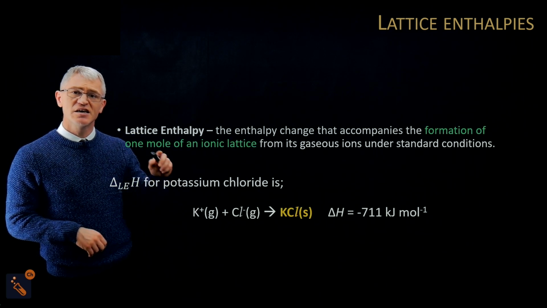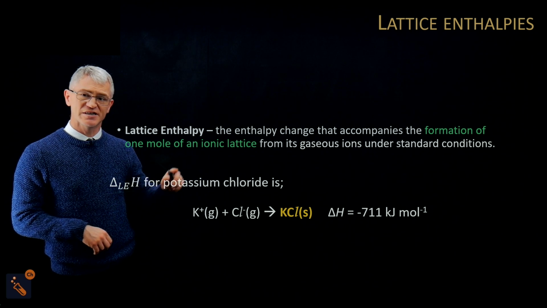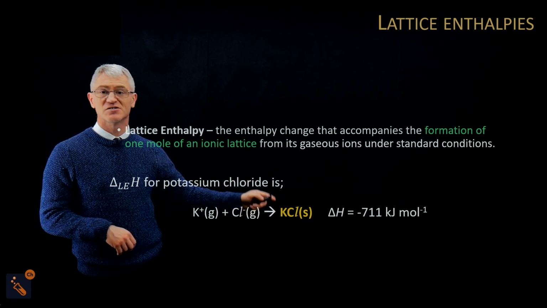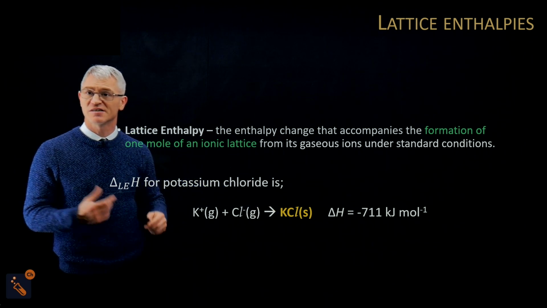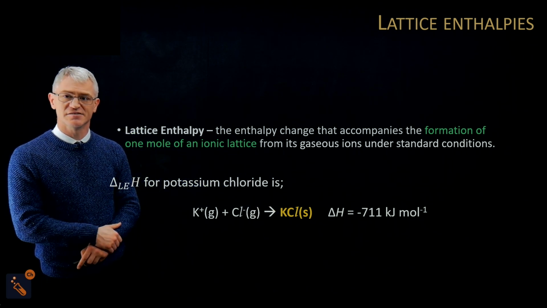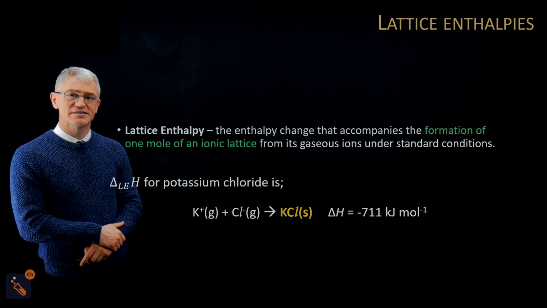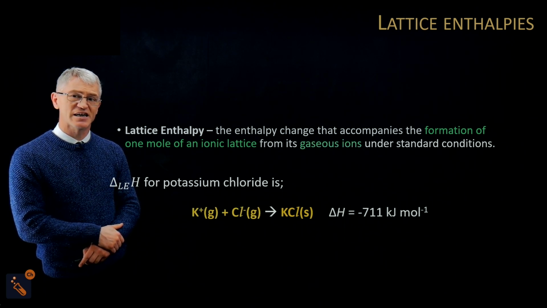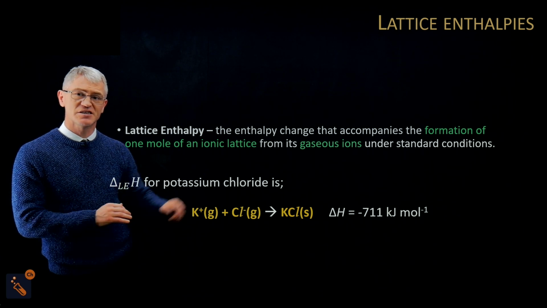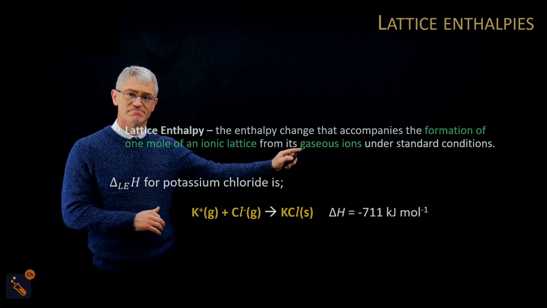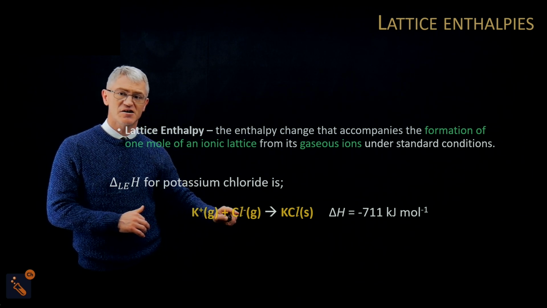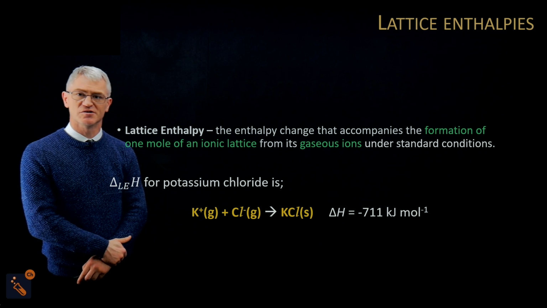So if we look here, formation of 1 mole of an ionic lattice. Well, there's 1 mole of an ionic lattice. Now all ionic lattices, because of high melting points, are solids. So that's how you know your S is there. Then it says from gaseous ions, okay, under standard conditions. Okay, so there's your gaseous ions. And you can see gaseous, gaseous, and you can see it's an ion that makes up the potassium chloride.